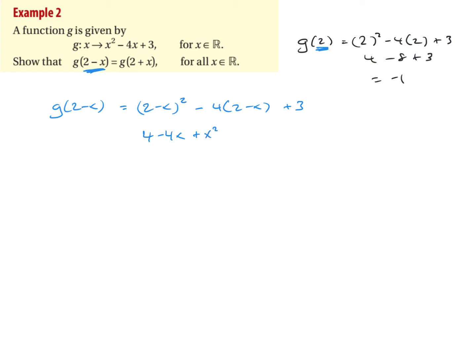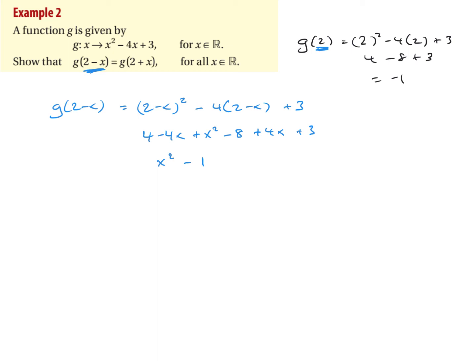Going to multiply out this bracket here. So we're going to get minus 4 times 2, which is minus 8. Then we're going to get minus 4 times minus x, which is plus 4x, and then we're going to get the plus 3 at the end. Okay, tidy it up a little bit. So we can look at the squares first. We've got the square here, which is x squared. I then have the minus 4x plus 4x, which is going to disappear. And then what I have is the 4 minus 8 plus 3. So 4 plus 3 is 7. Minus 8 gives me negative 1.